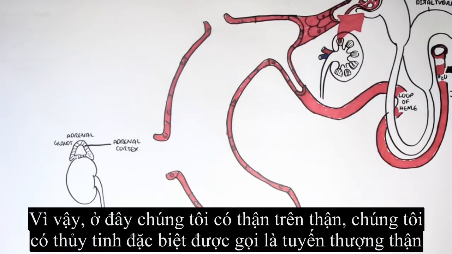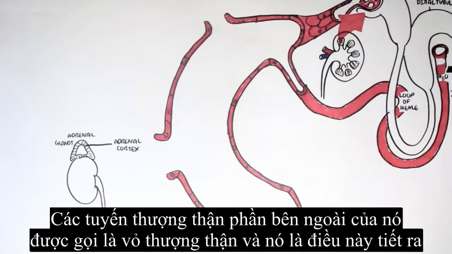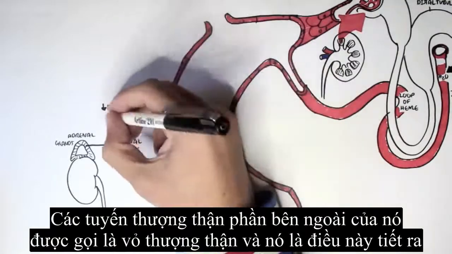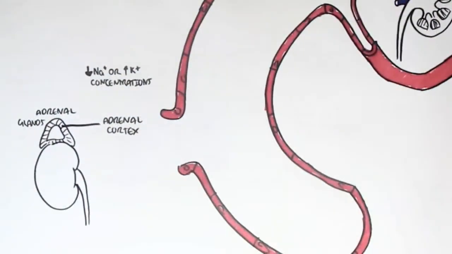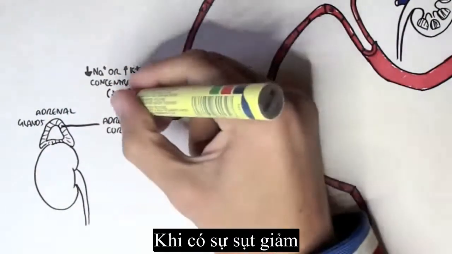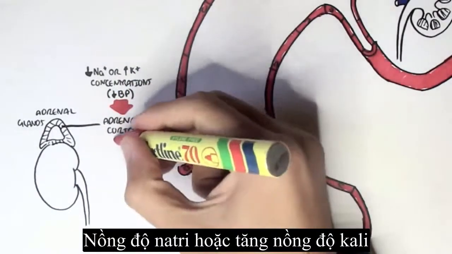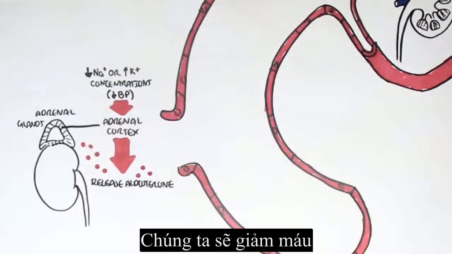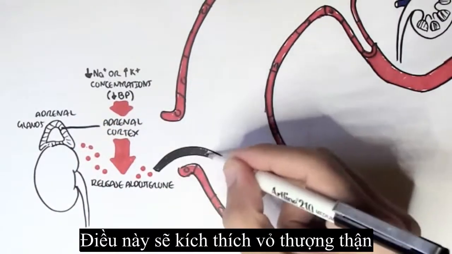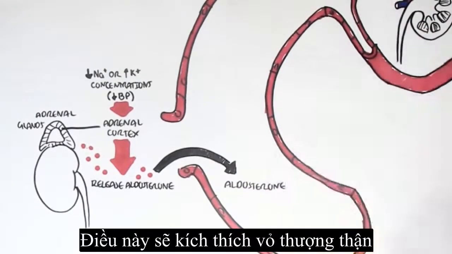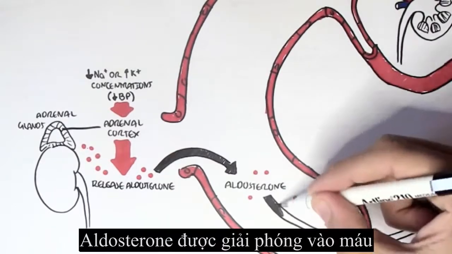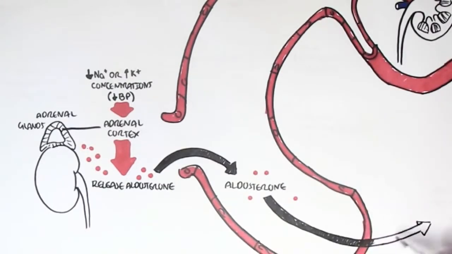So here we have the kidneys. Above the kidneys we have special glands known as the adrenal glands. The outer part of the adrenal glands is known as the adrenal cortex, and it is this that secretes aldosterone. When there is a decrease in sodium concentration or an increase in potassium concentration, we would have a decrease in blood pressure. This will stimulate the adrenal cortex to release aldosterone. Aldosterone will be released into the bloodstream.